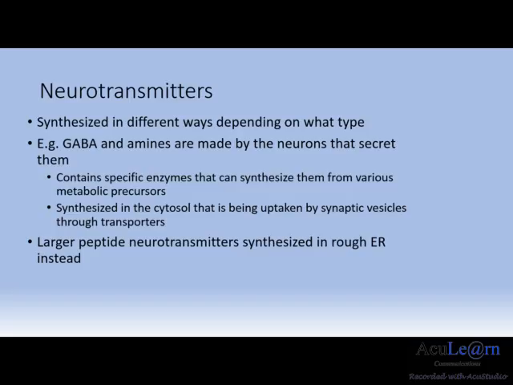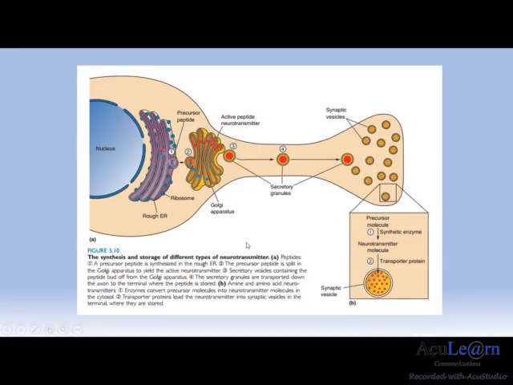The peptide neurotransmitters are different in the way they are synthesized too, as the synthesis occurs in the rough endoplasmic reticulum. The following diagram illustrates the two pathways in which the neurotransmitters are synthesized. For the smaller amino acids, the enzymes convert the precursor molecules into neurotransmitter molecules in the cytosol. This is followed by the assistance of transporter proteins that aid in allowing the synaptic vesicles to uptake these neurotransmitters and store them.